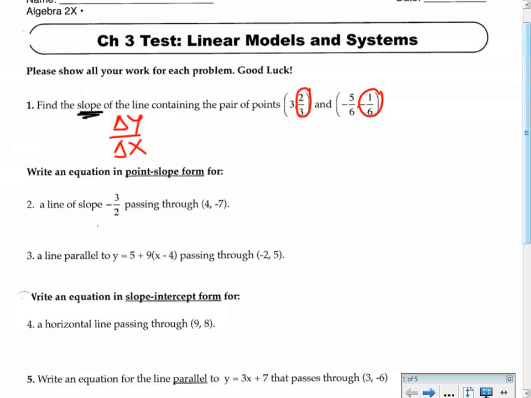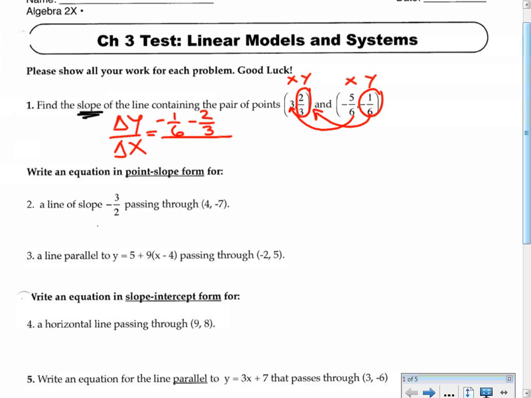So we have our 2 points, x and y, and I've circled the y. So we're going to take negative 1/6, the second y, and subtract 2/3. Now I could have gone the other direction as long as I keep consistent in my next step. Oops, I'm going to erase that and move that back. This is just the way that I like to show it, and then I'll do the manipulation of the common denominators in just a moment.